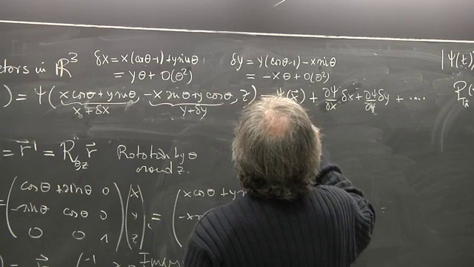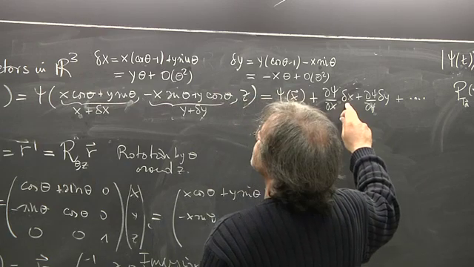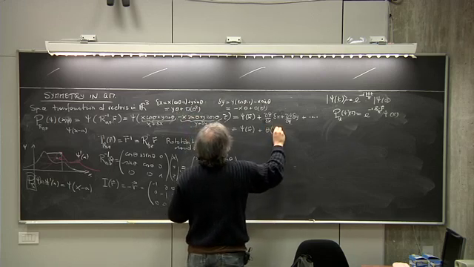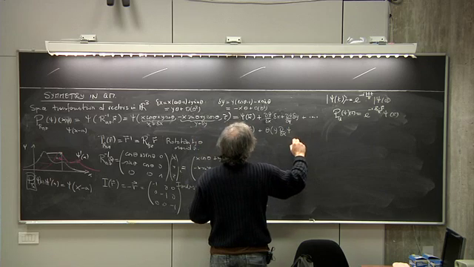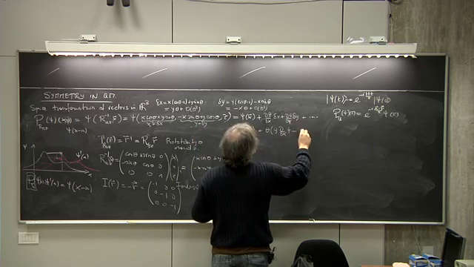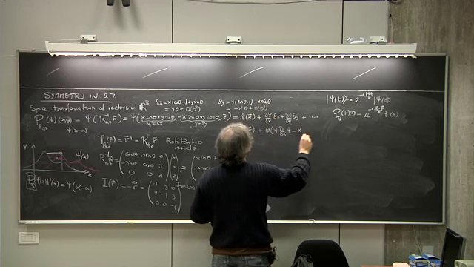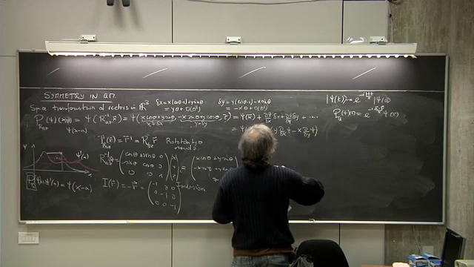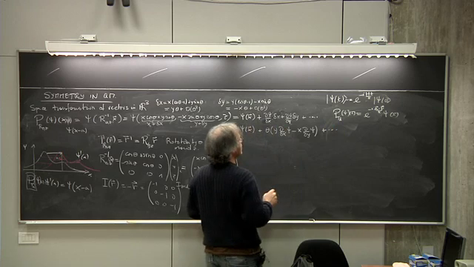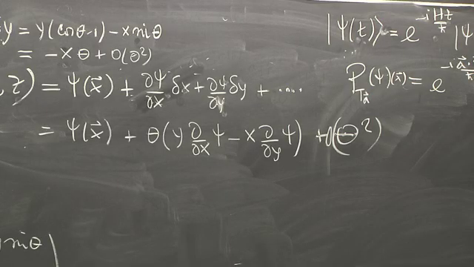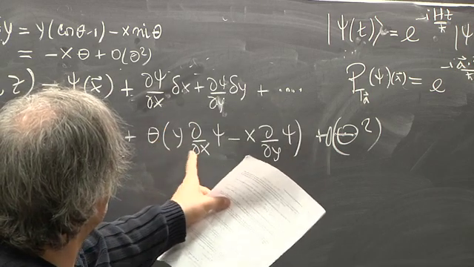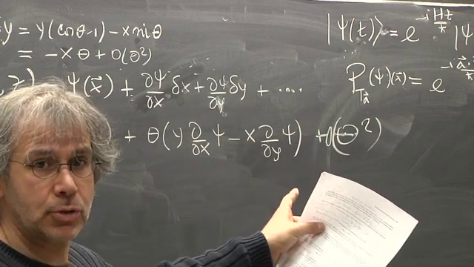And then if I write this, I have psi of x plus, so delta x is just theta times y, d in dx of psi. And then this is minus x times the same theta d in dy of psi. Plus things of order theta squared. Clear? Here we switch y and dy dx since they commute, right? In general, this is not true. Sure, these are just numbers. By the way, they commute even as operators.